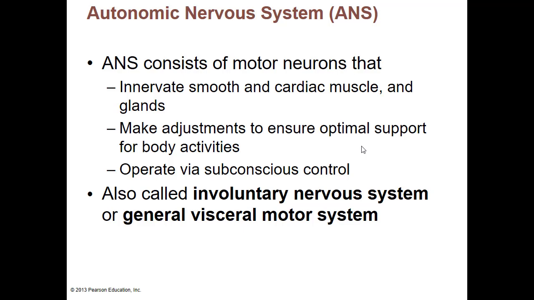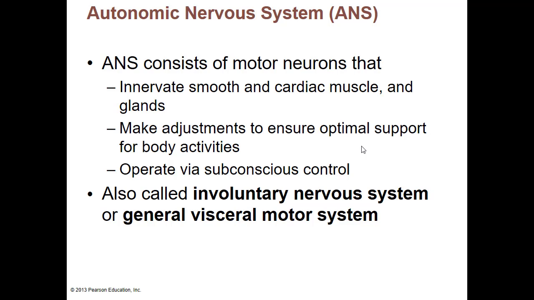Autonomic nervous system, and again, I always think autonomic sounds like automatic, which means, do you have control over it? No. And I'm like, that's the autonomic nervous system. You don't have any control over it. The autonomic nervous system consists of motor neurons that innervate your smooth muscle, which you don't have control over, your cardiac muscle, which you don't have control over, and all your glands, which you don't have control over.